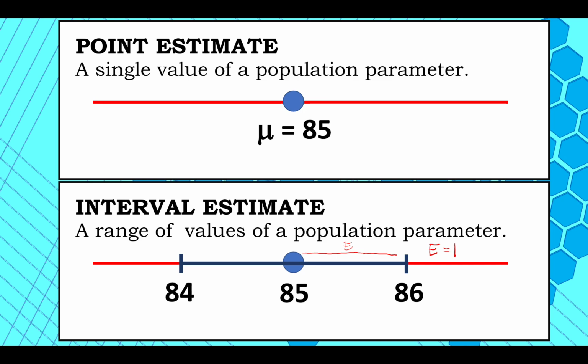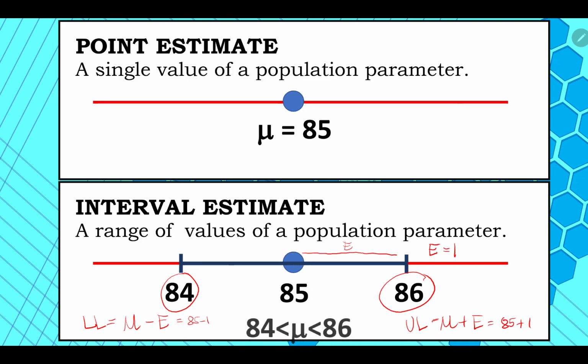It has two parts. The lower limit, which is obtained by subtracting the margin of error from the point estimate. And it also has the upper limit, which is obtained by adding the margin of error to the point estimate. And it is expressed as an interval of population mean between 84 and 86.